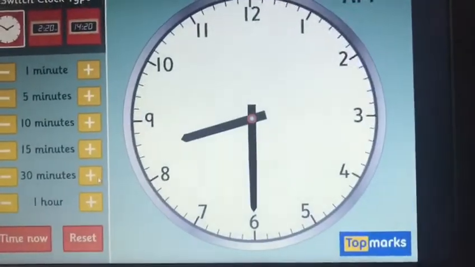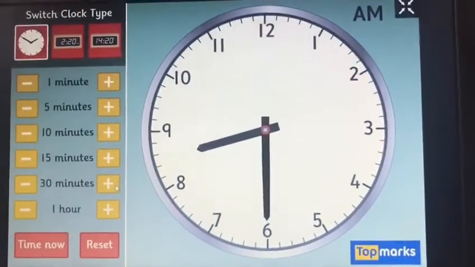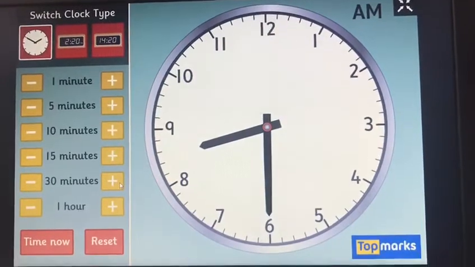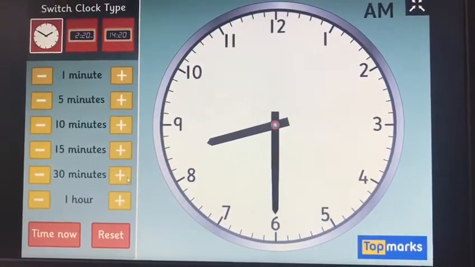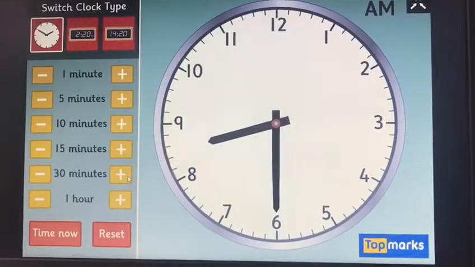Now have a think, year one. What might you be doing at 8:30 in the morning? You might be already at school. You might be waiting outside. You might be walking to school. You might be in the car at this point. What would you be doing at 8:30? Have a think.